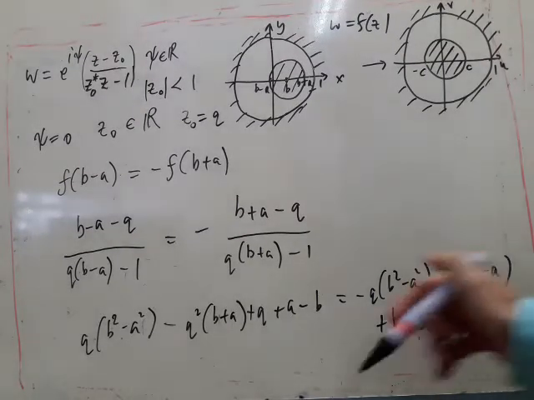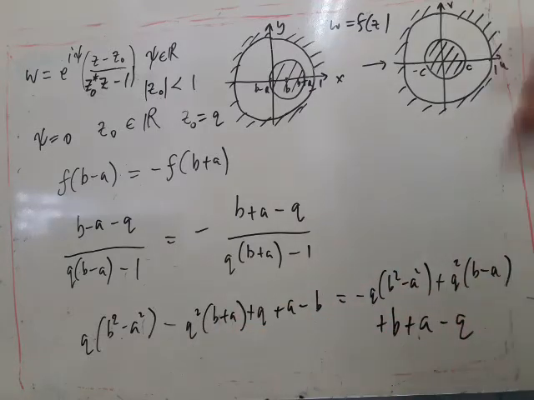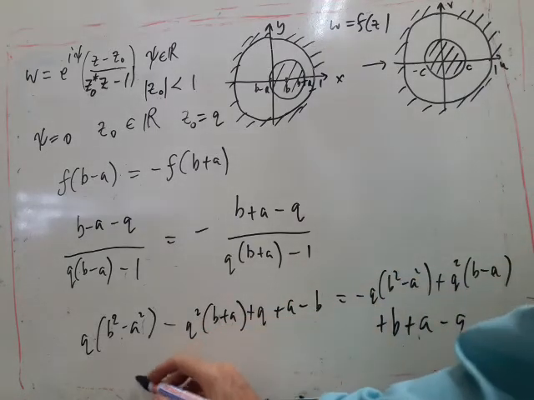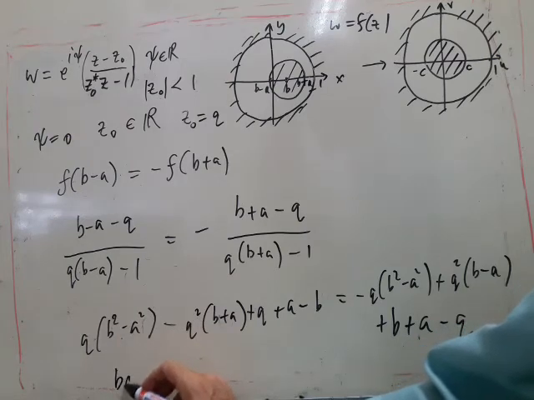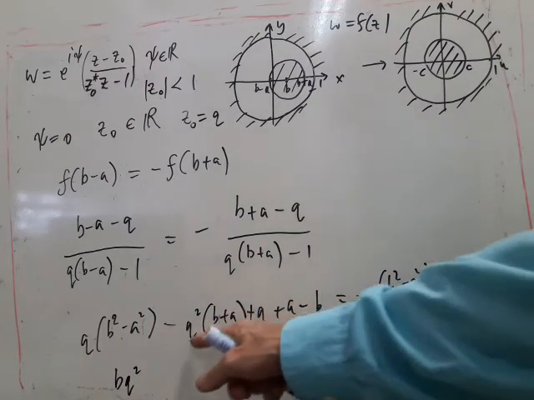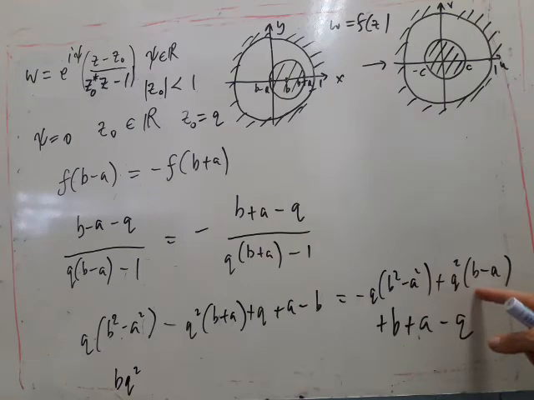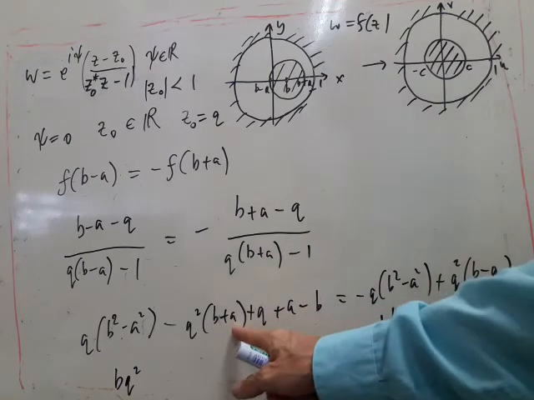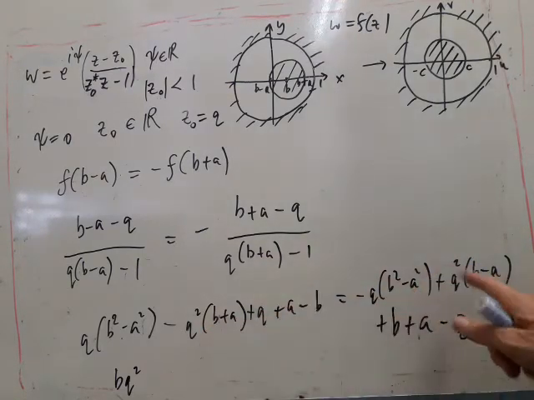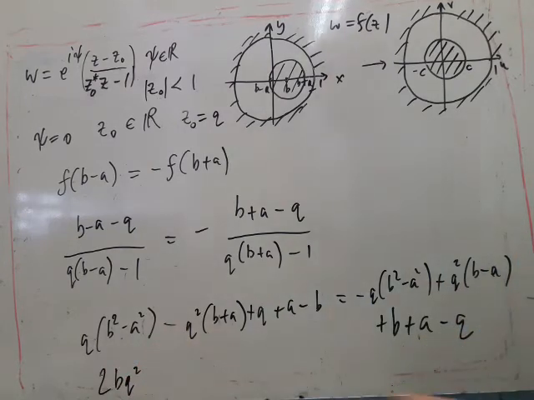Okay, so I'm getting a quadratic in q. I just need to work out what cancels and what doesn't. So I've got b times q squared. This minus a cancels with this minus a q squared, but over here, I've got 2 of those. So that's the q squared dealt with.